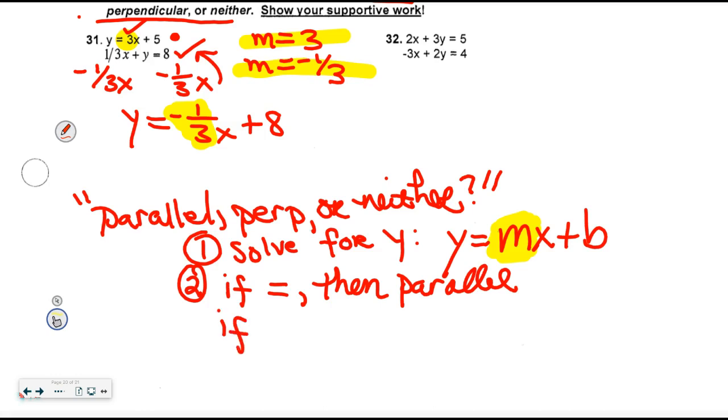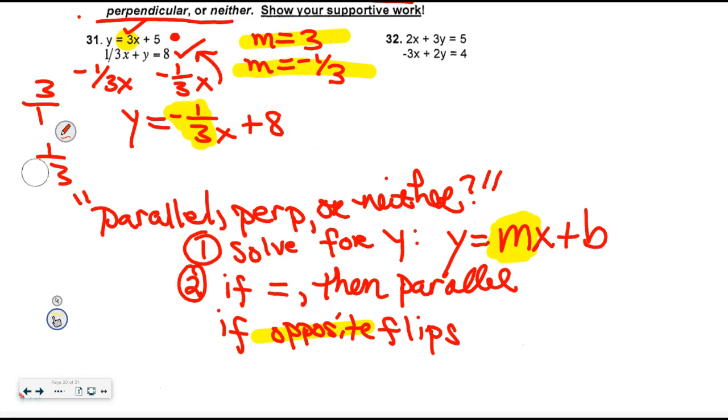If opposite flips. I'm not going to even write the word reciprocal. Let me tell you what I mean by opposite flips. Opposite means their signs are different. Like if these were both negative, they're not opposite. So they have to have different signs, and it has to be flipped over. When you take 3/1 and flip it over, don't you get 1/3? These two numbers are called opposite flips. And I'll put a couple other examples: 2/7 and -7/2. Those are opposite flips.